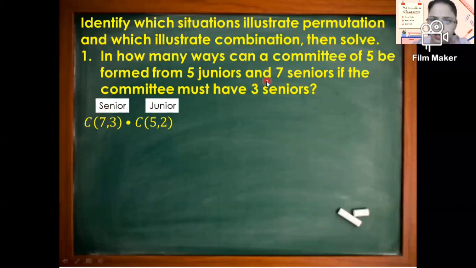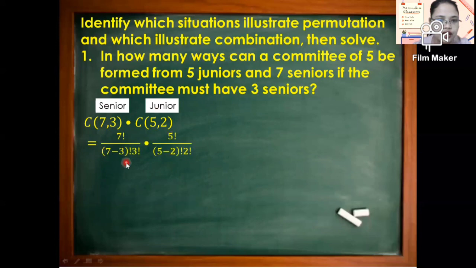Sa senior kasi meron tayong 7 at kailangan natin kumuha ng 3. So that is now combination of 7 taken 3. Times ilang juniors ang kailangan. Hindi na-specify kung ilan, pero alam natin na kailangan natin ng 5. So kung meron na tayong 3 seniors, ilan na lang ang kailangan natin? For the 5 committees, so that is simply 2. 3 plus 2 is 5. Okay? So you have now, for the juniors, since meron tayong 5, ang kailangan na lang natin ay 2. Okay? Kaya nagkaroon ka ng combination of 5 taken 2.